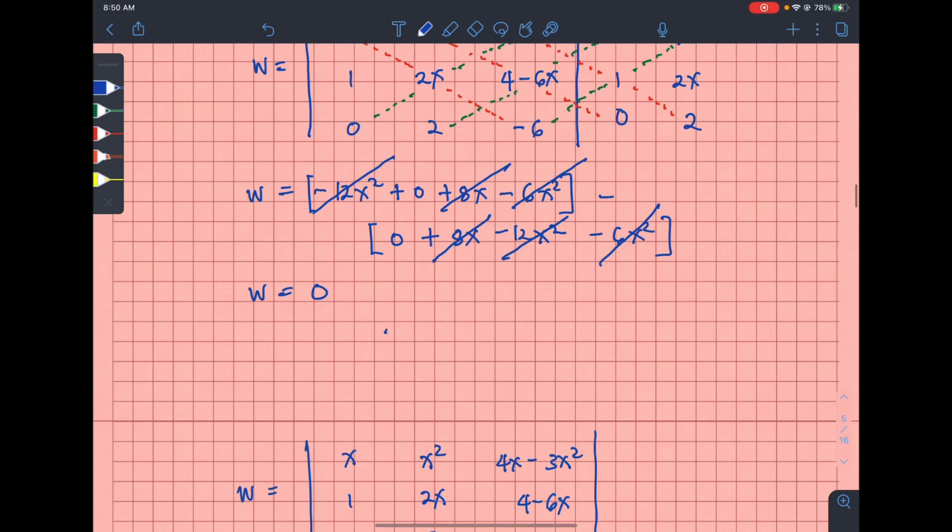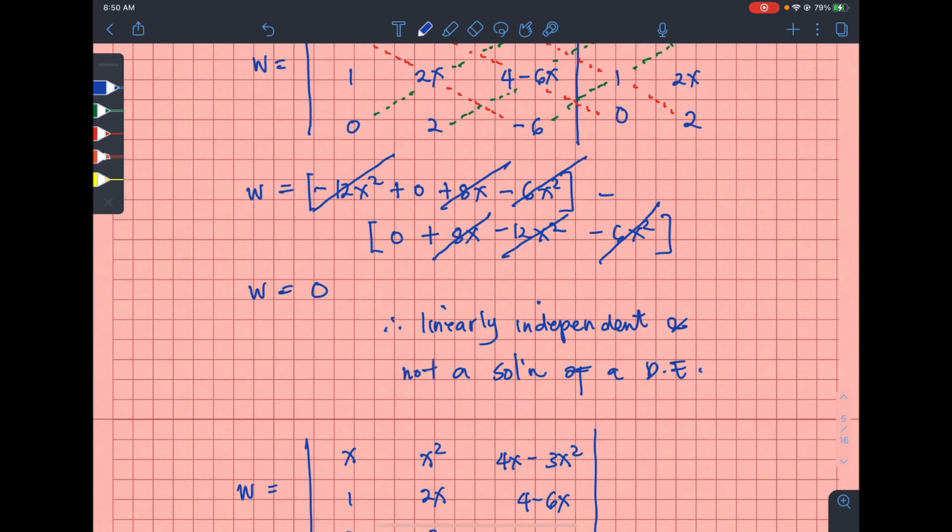So therefore, that is linearly independent. And a solution of a differential equation. Or sorry, it should be not a solution, it's linearly dependent. So it's equal to 0. Linearly dependent and not a solution of a differential equation.